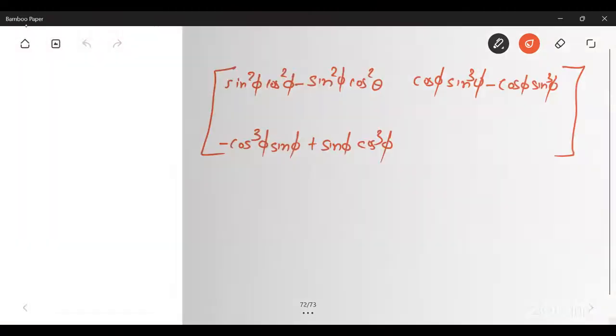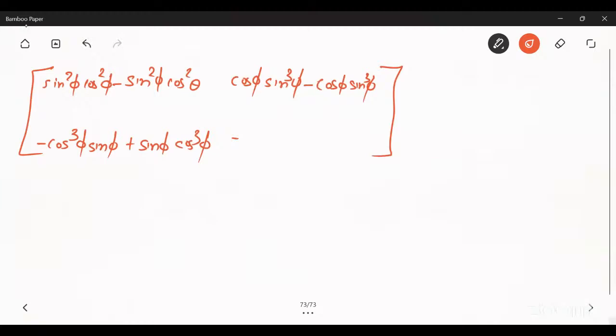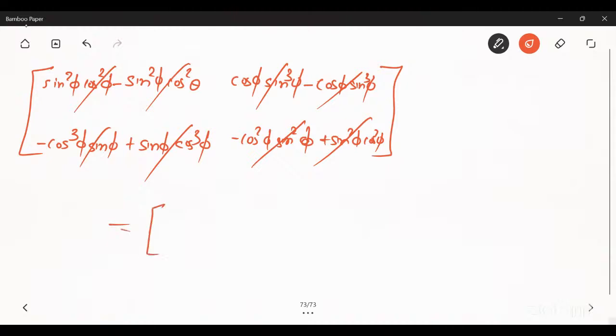And A22 means second row multiplied by second column. So minus cos square phi sine square phi plus sine square phi cos square phi. On solving, you will get 0, 0, 0, 0 as a zero matrix, which is equal to the RHS. Okay, that was your proof.